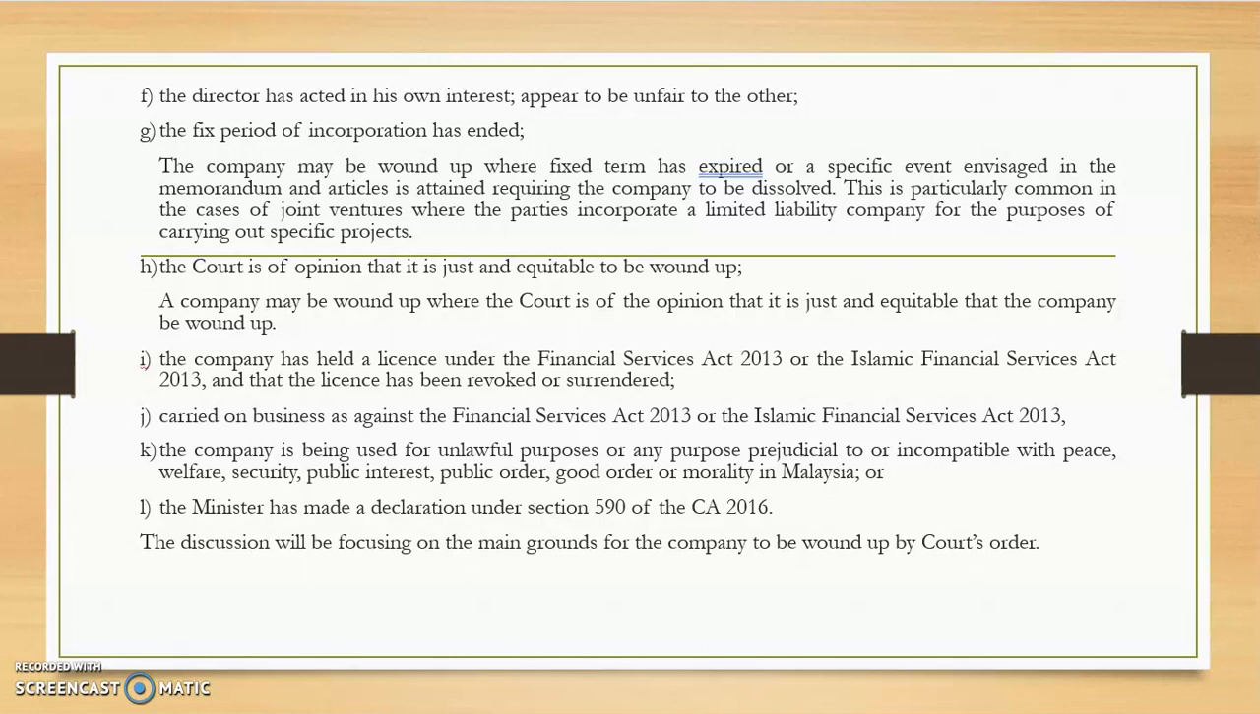Okay, and then section 465 subsection 1(h): you can petition for winding up of a company when the court is of the opinion that it is just and equitable for it to be wound up. So I'm going to refer to this reason first, for the grounds, before we continue further.